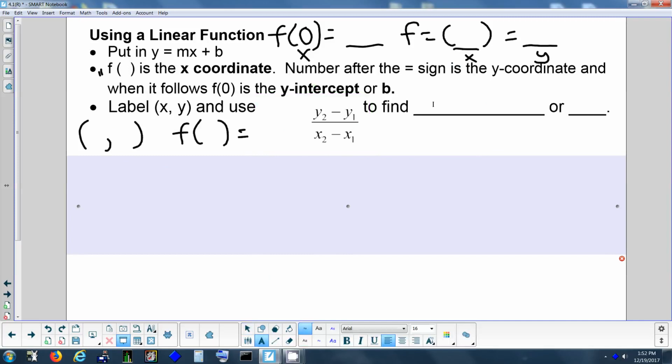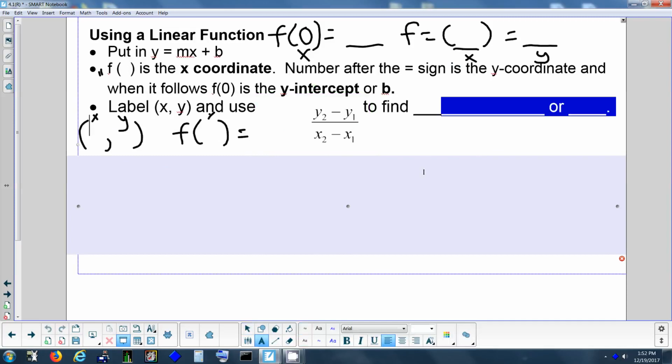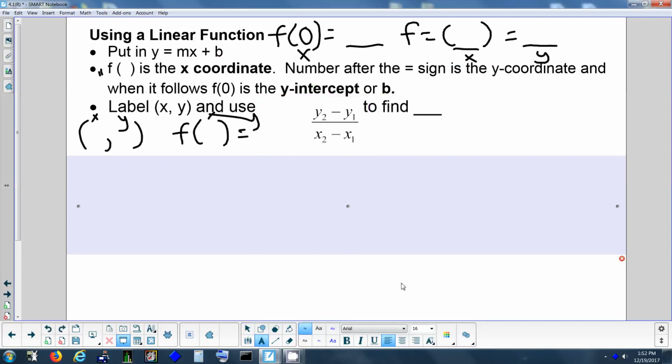So here, this is x, this is y. This is function notation. This is a different way to write a coordinate. This is your x, this is your y. It means the same thing, it's just written a different way. Like we talked about before, any number written in f of whatever still means x, and the number after the equal sign means y.